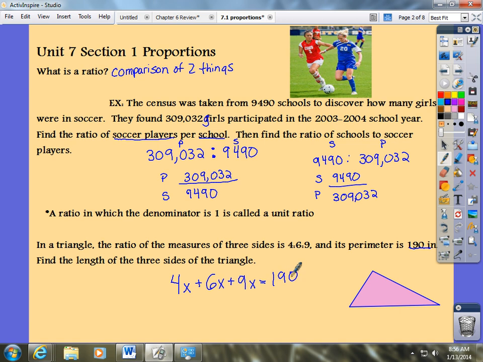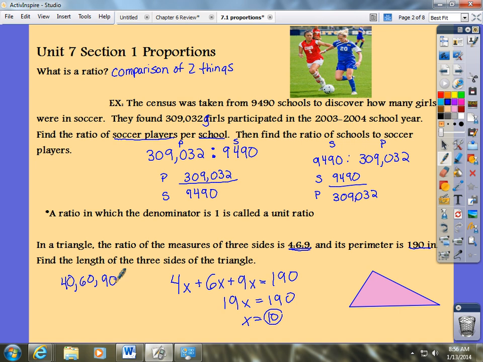Okay? Whenever you're given something like this, a ratio of the sides of a figure, you just put an x next to them. So that's 4x plus 6x plus 9x, that's 19x equals 190. And if we divide by 19, we get x equals 10. So it didn't want the x, it wants the length of the sides. So we're going to take that 10 and plug it back in. 4 times 10 is 40. 6 times 10 is 60. And 9 times 10 is 90. And if you add them all up, you will get 190.